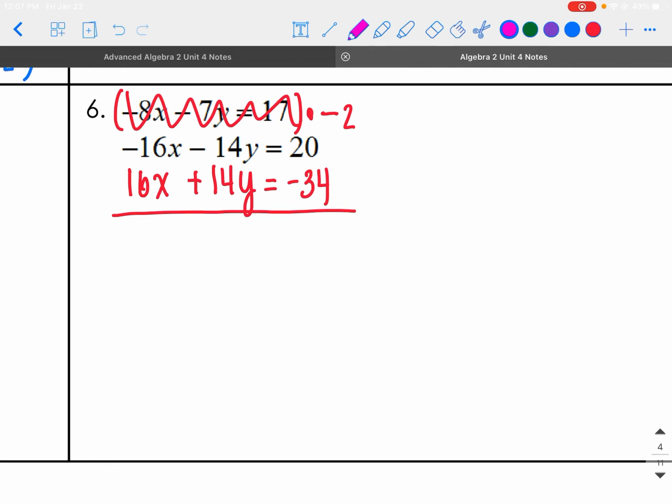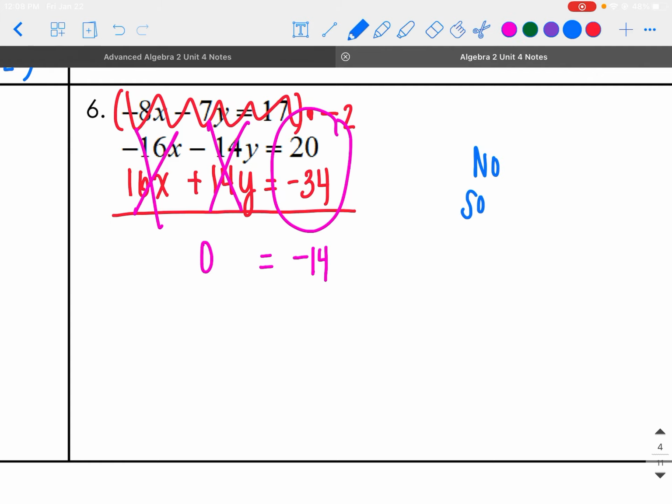So my x's, negative 16 and positive 16, that's going to cancel. Uh-oh. The y's, negative 14 and 14, that cancels. But over here, 20 and negative 34 is negative 14. So essentially we have 0 equals negative 14. In this one, only the variables canceled out. So if that happens, it's no solution.